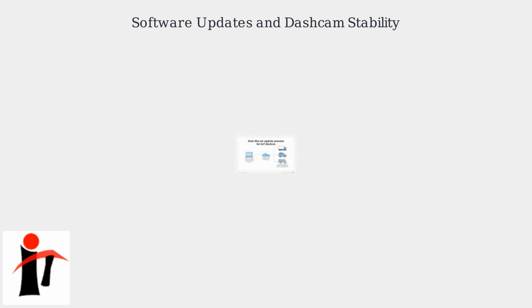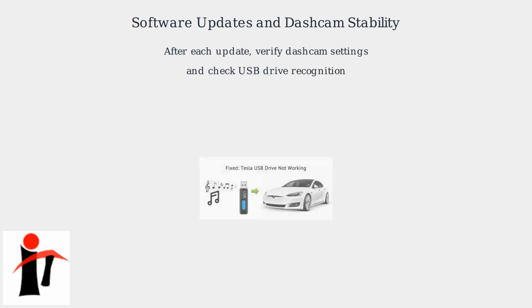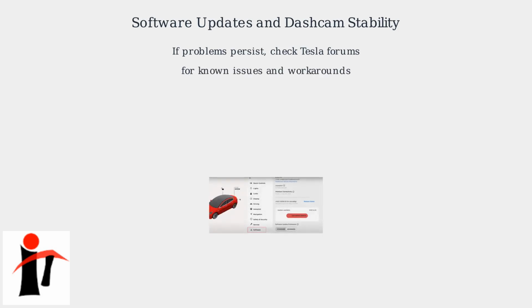Tesla regularly releases software updates that can impact dashcam functionality. After each update, verify your dashcam settings and check that the USB drive is still recognized. Some updates may introduce temporary bugs that cause recording issues. If problems persist after an update, check Tesla forums for known issues and potential workarounds. Tesla often addresses such bugs quickly with subsequent over-the-air updates.